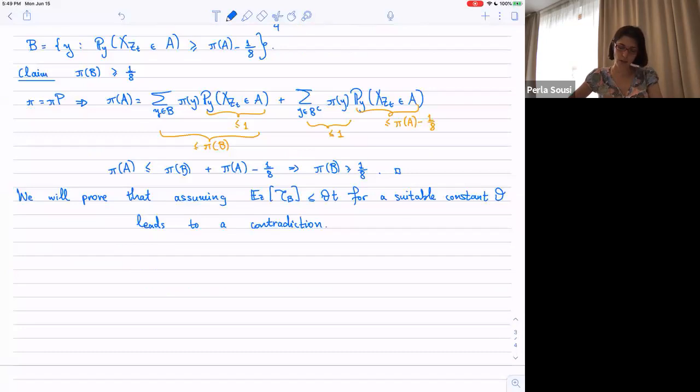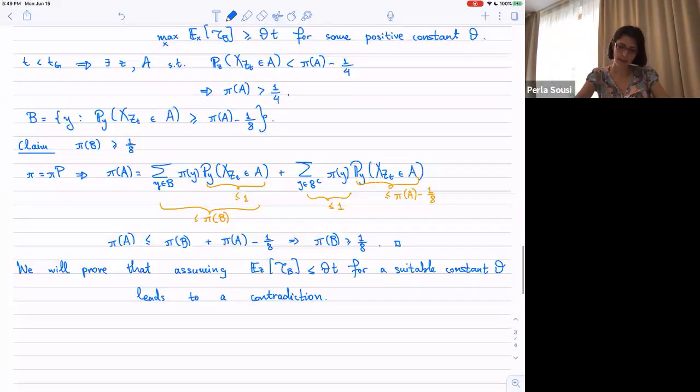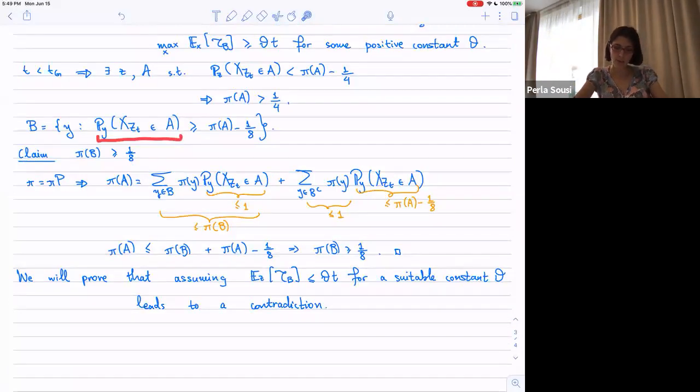So why is it going to lead to a contradiction? Because how is B defined? B is defined as a set of points so that starting from there, we have a substantial probability of hitting A, probability at least an eighth of hitting A after T steps. So if we were to hit B quickly, then starting from there, we would also hit A quickly, but Z is a bad starting state for A, and so the fact that we would hit A quickly starting from Z is going to contradict this assumption on A and Z.